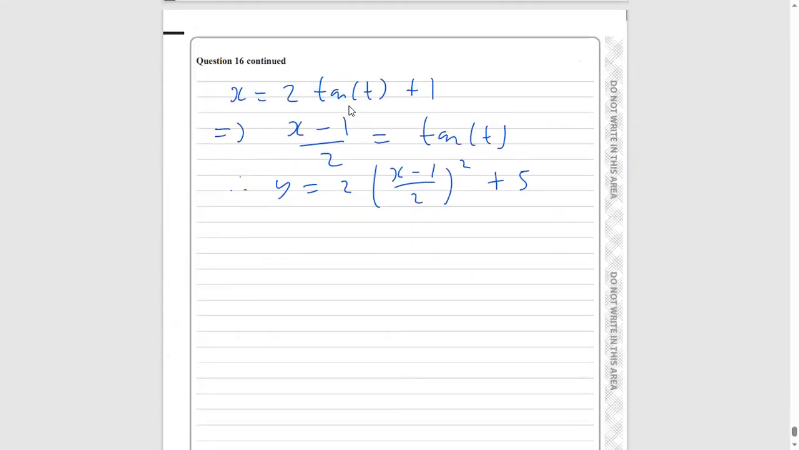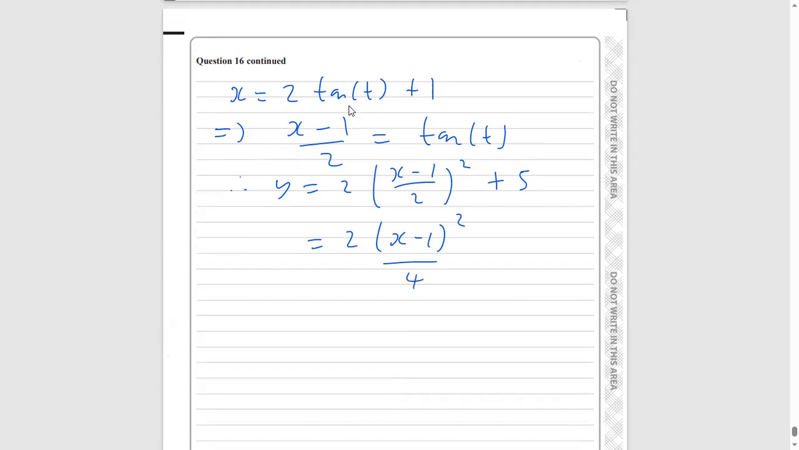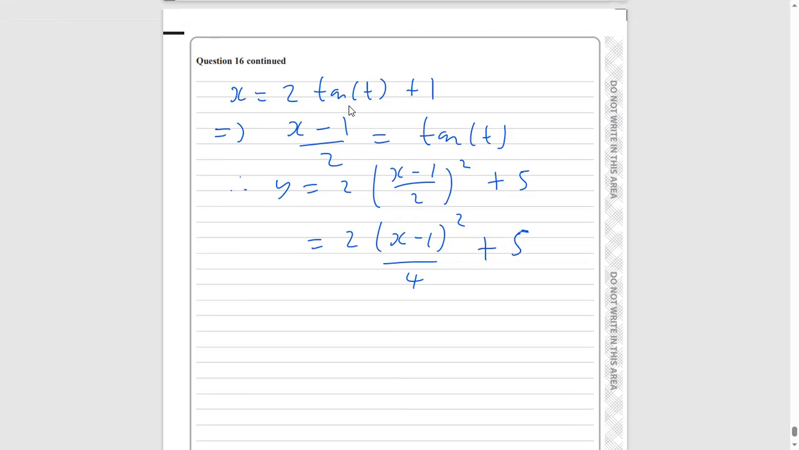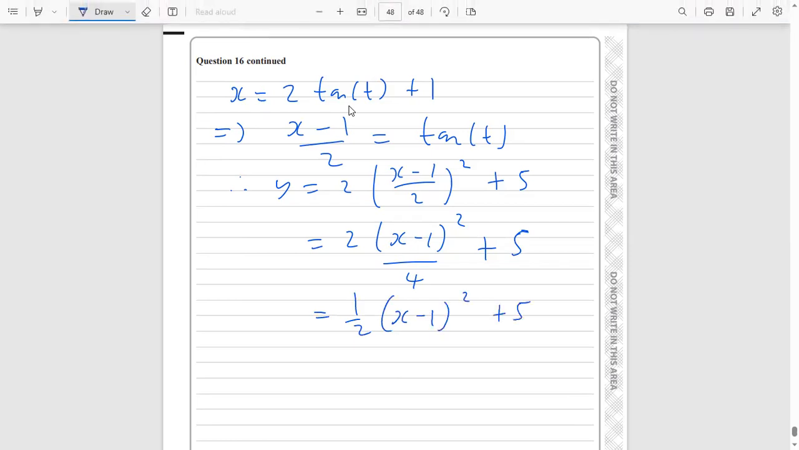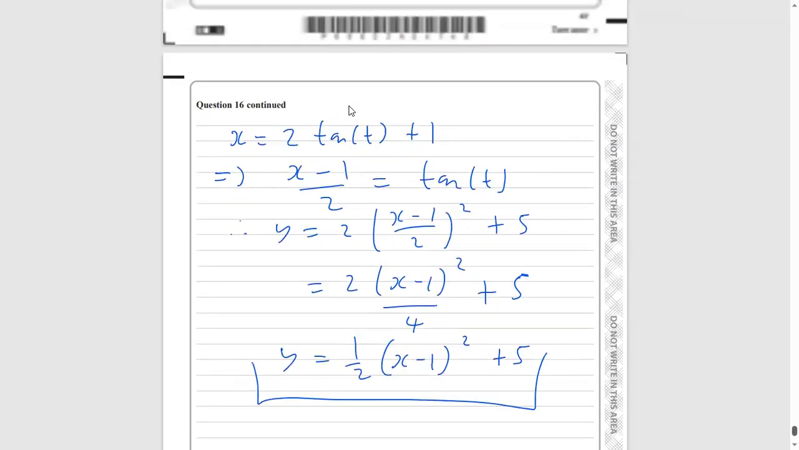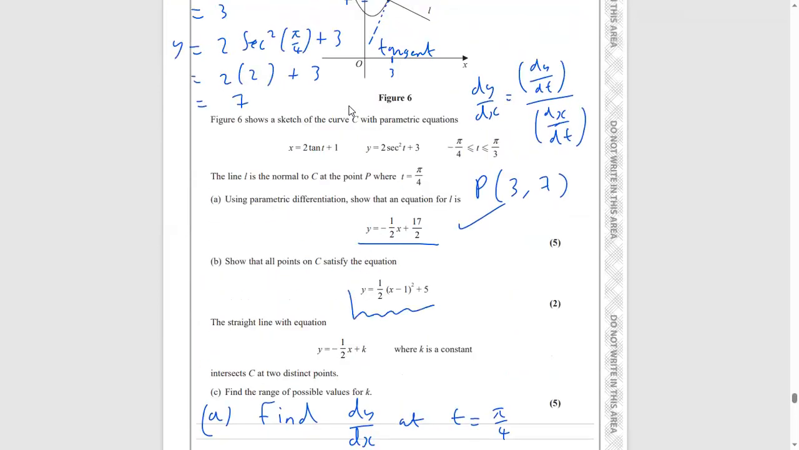So what we just want to do now is say, okay, so this is 2 times x minus 1 all squared over 2 times 2, which is 4. So I'm just squaring the top with a fraction, squaring the bottom to get this, then plus 5. And obviously 2 over 4 is a half anyway, so we get half times x minus 1 all squared plus 5, and y equals that. So that would be our Cartesian equation, and that is exactly the same as what the question wants. So all the points on the curve do satisfy this equation. So we've done that part as well.